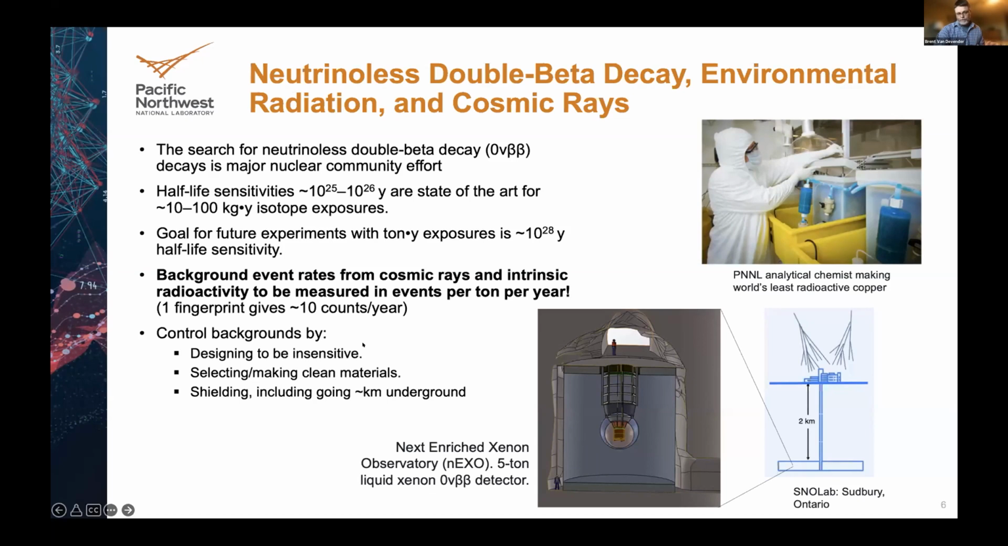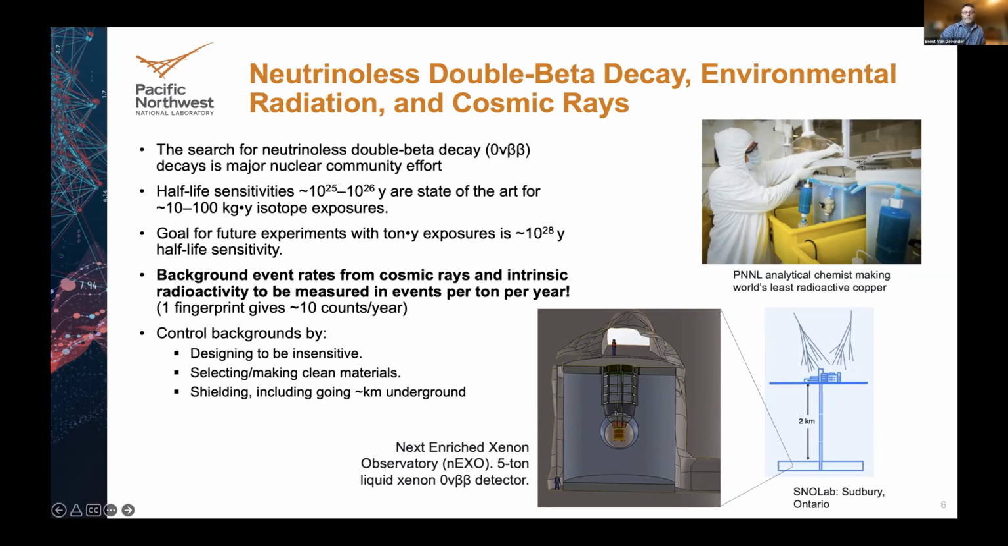We can design our experiments to be insensitive to the types of radiation we don't care about. We can select or even make our own materials to be very, very clean in a radioactive sense. And we also can add shielding, including by going deep underground. So we'll go up to 2 kilometers underground.